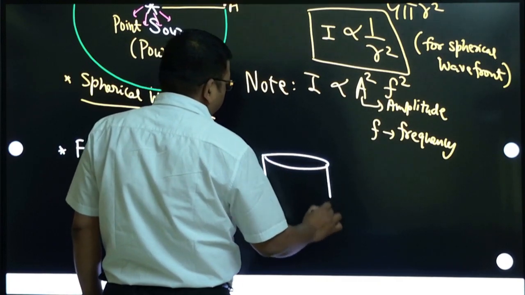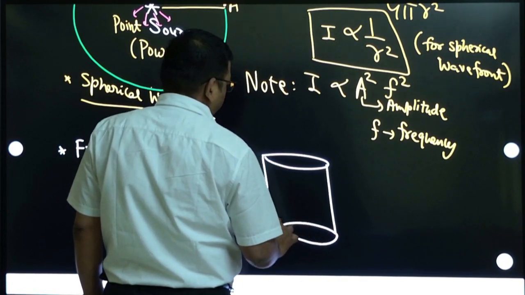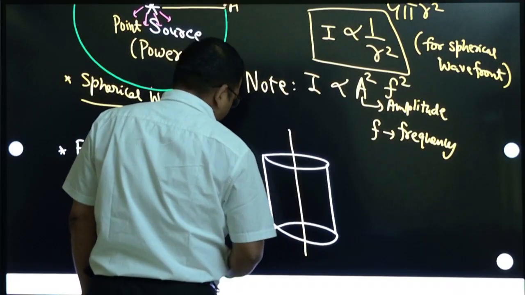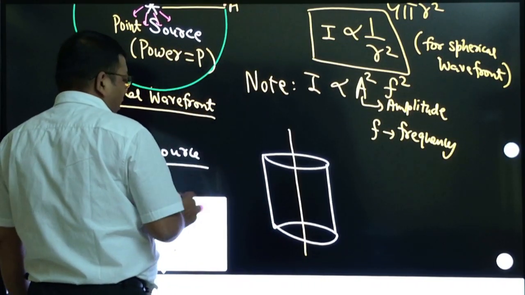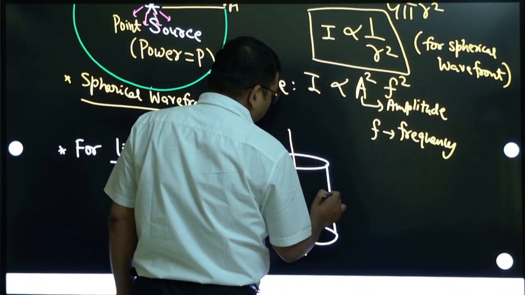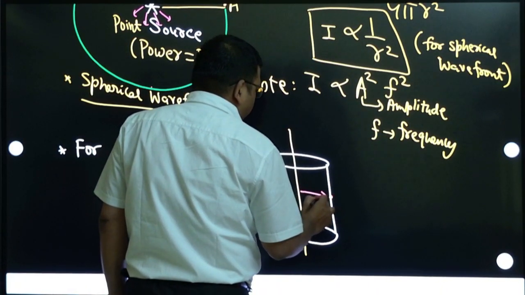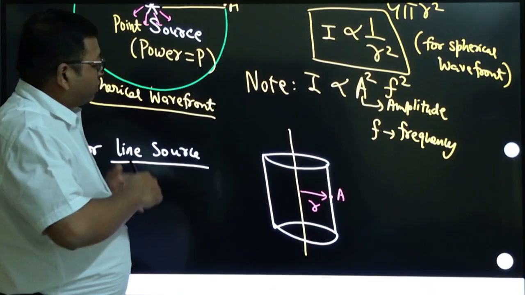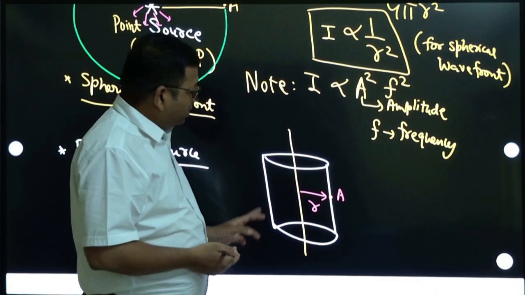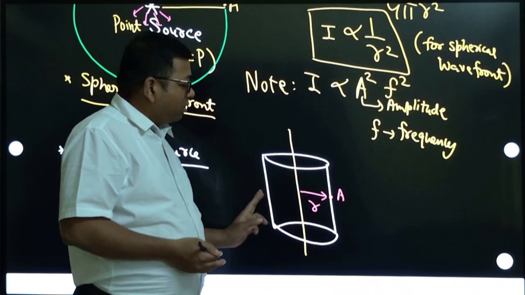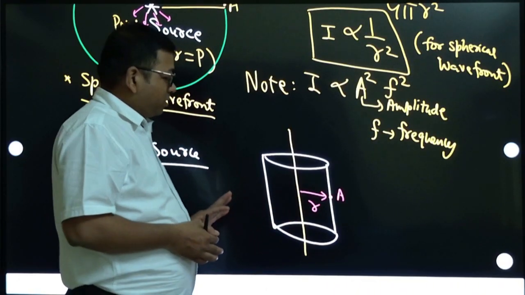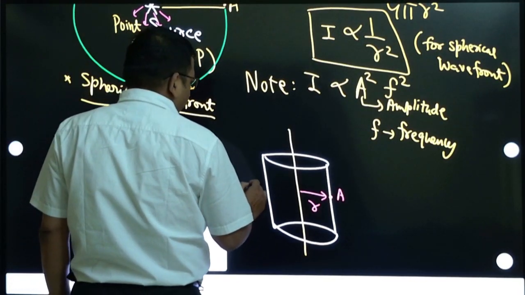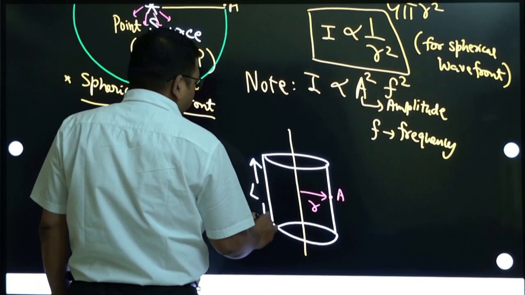Okay, like this. And line source means the source is like a line. Now if you want, let us say this distance is r and this point is a, you want the intensity at this point. So the area which you need to consider will be the curved surface area of this cylinder. Everything will remain the same. Let us say the height or this length is L, radius is r.